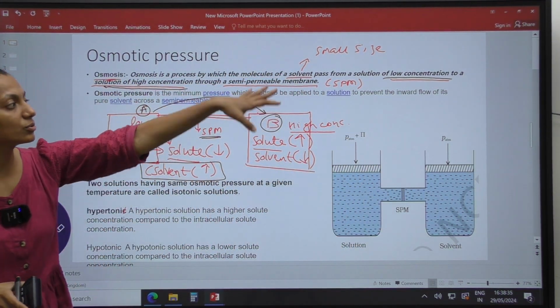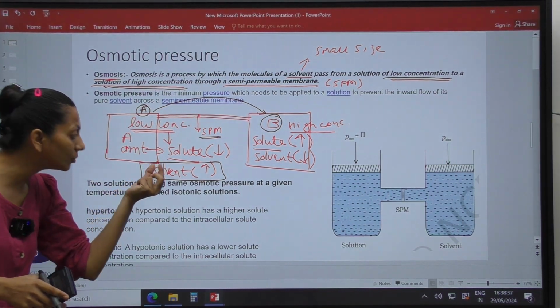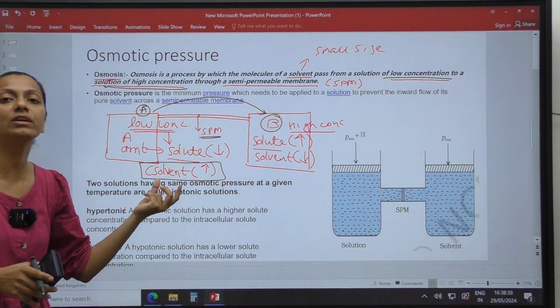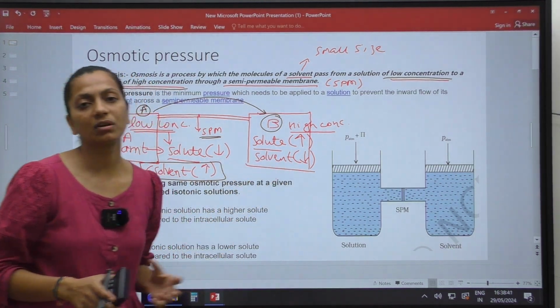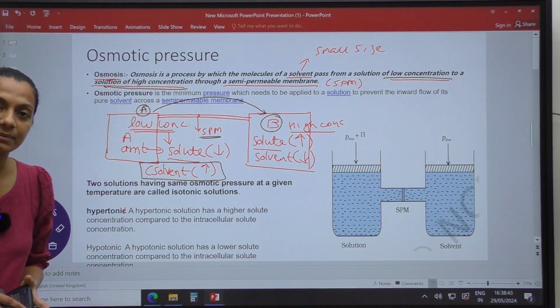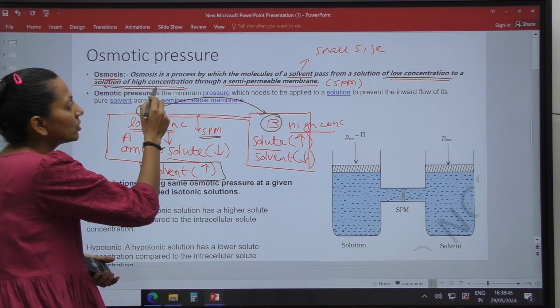Why from lower concentration to high concentration? It is all because more solvent molecules are present on one side and fewer solvent molecules on the other. Okay, so this is the reason. What is osmosis?